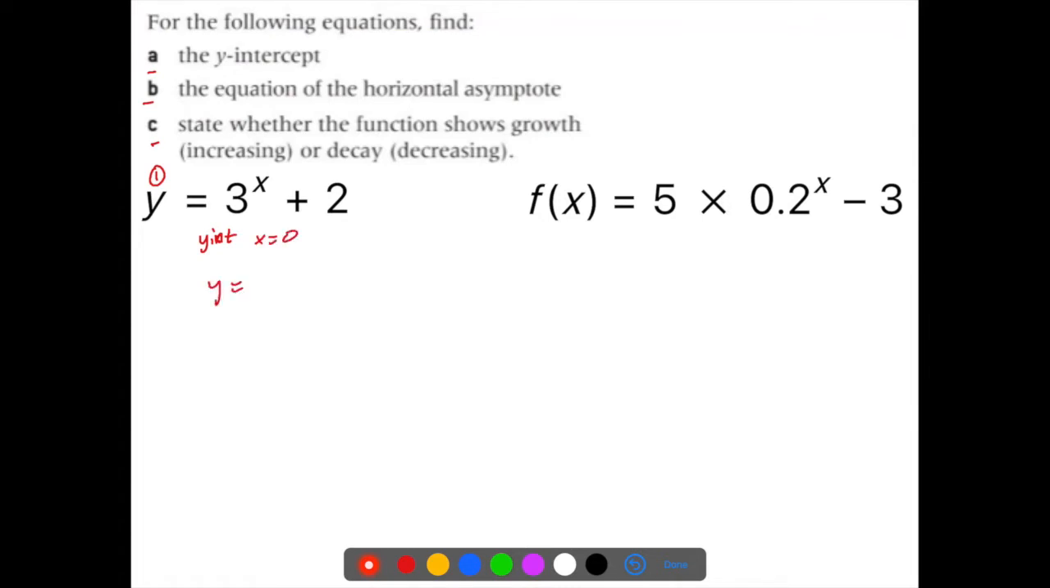And so we go y equals 3 to the 0 power plus 2. 3 to the 0 power, of course, is 1. So y equals 3 is going to be my y-intercept.